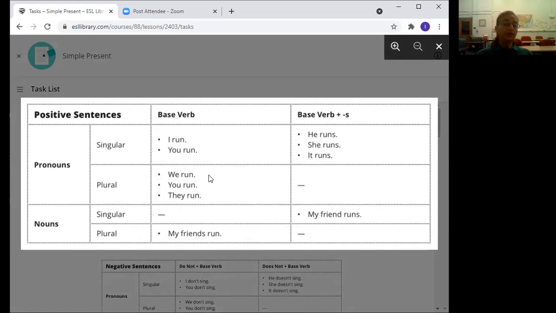By the same token, if you have a singular noun, for example, my friend runs. My friend is either he or she, and the verb will be runs, a singular verb. But if you have a plural noun, my friends, the verb is plural. It doesn't have an S in English. My friends run. It just has a base form, that's all.